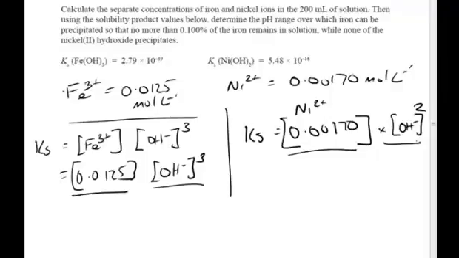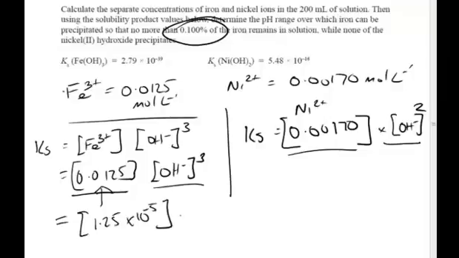However, we can make a small amendment to this, because we are told that no more than 0.1% of iron remains in solution. So in other words, some of this should still remain. So this needs to be divided by 1000 because it's no more than 0.1%. So we just need to alter that. It's going to be 1.25 times 10 to the negative 5, and that's going to be times hydroxide ion cubed. So it would be easy to miss that out, but you've got to pay attention to detail, and then we can carry on from there.